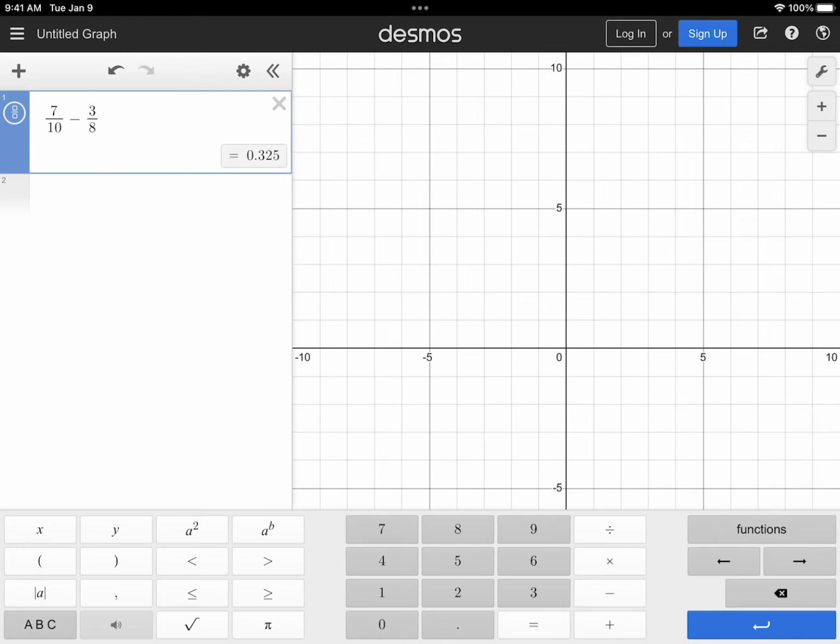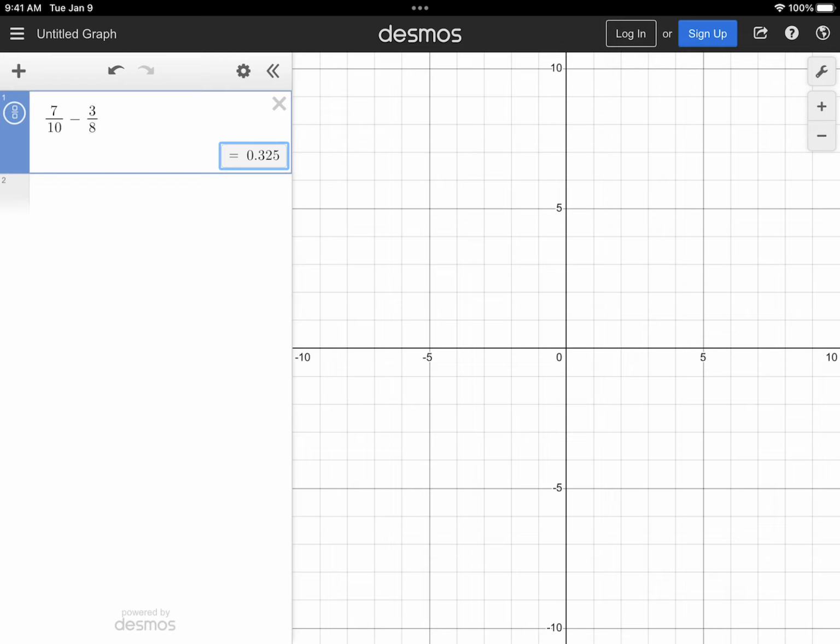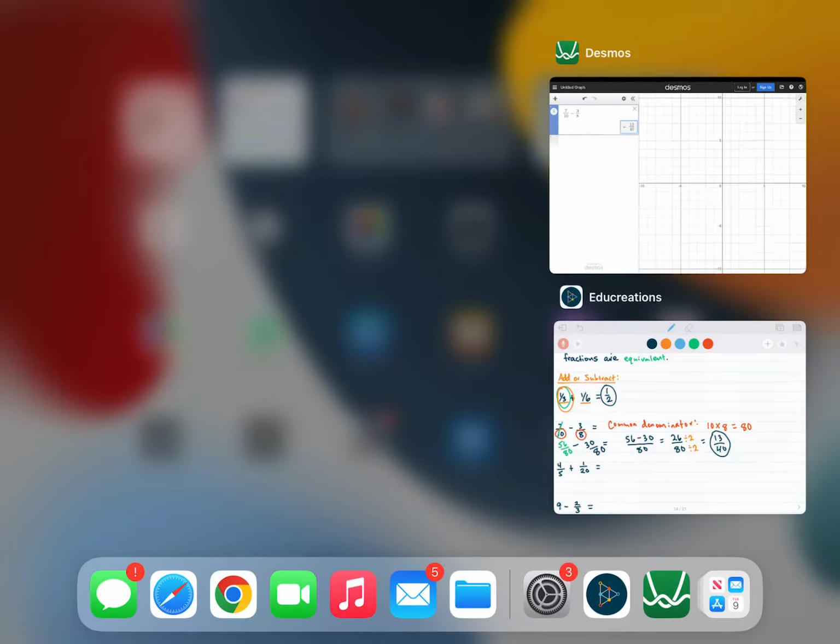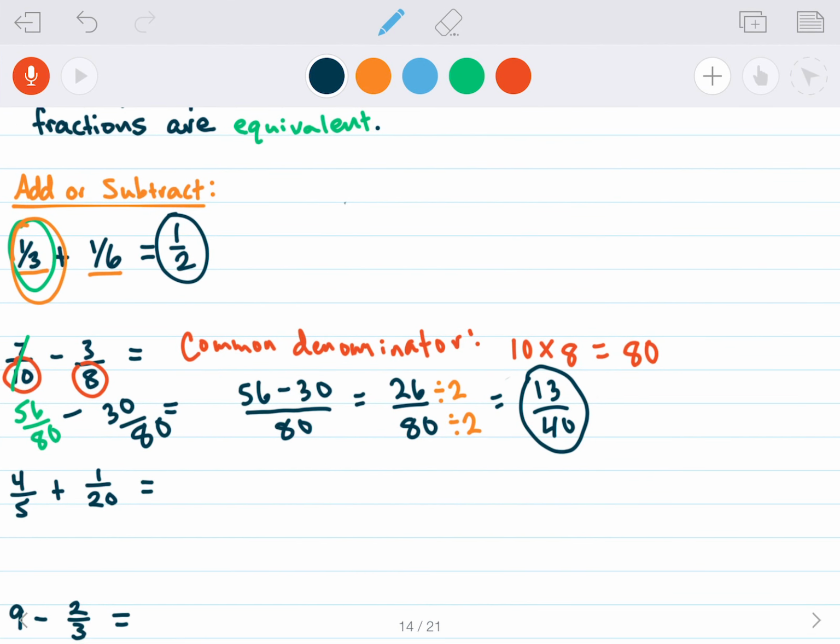And I get this decimal, which I don't know what that is as a fraction, so I can click on it. And then, you see the blue, how there's a fraction bar in the 1 row? I'm going to click that fraction bar, and it's going to give me my answer, 13 over 40. And that's exactly what I got here. So that's how you can check yourself on Desmos. So our answer here is 13 over 40.